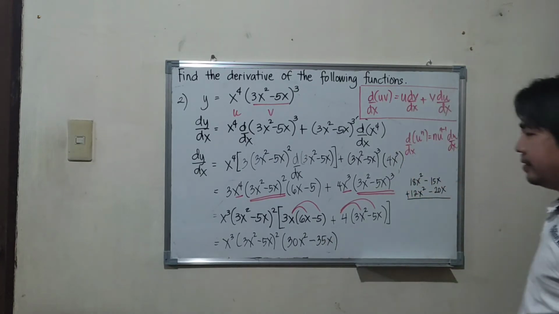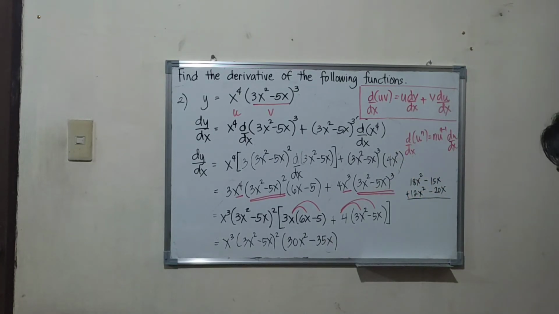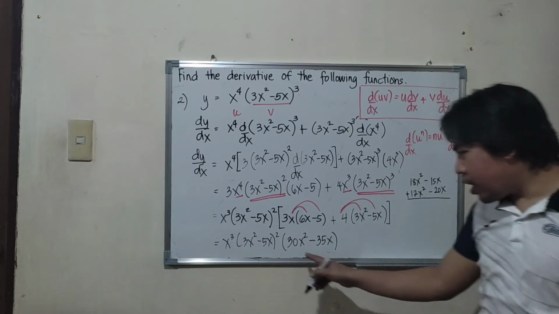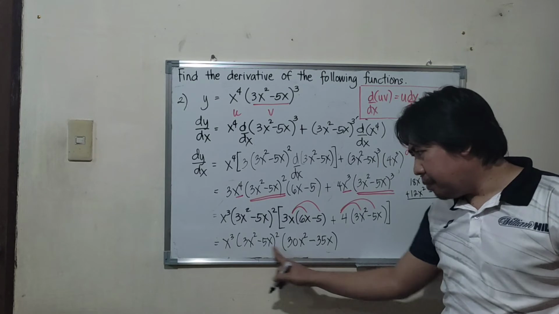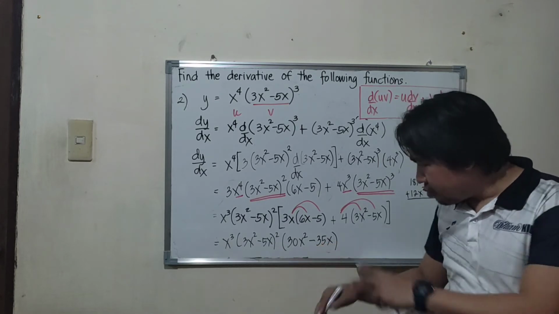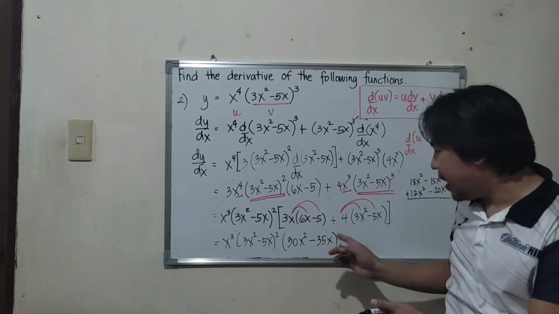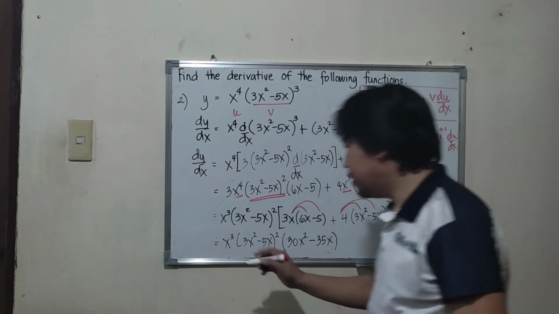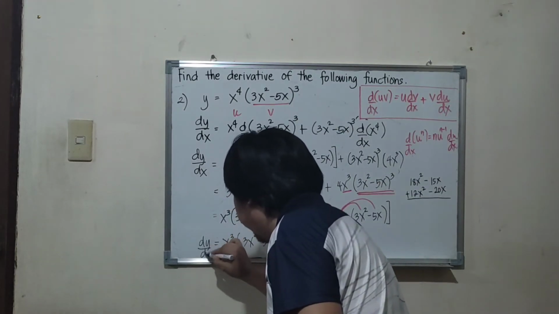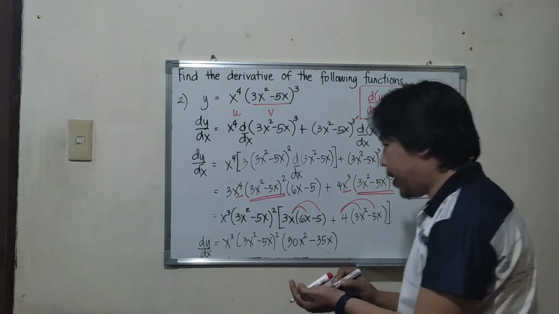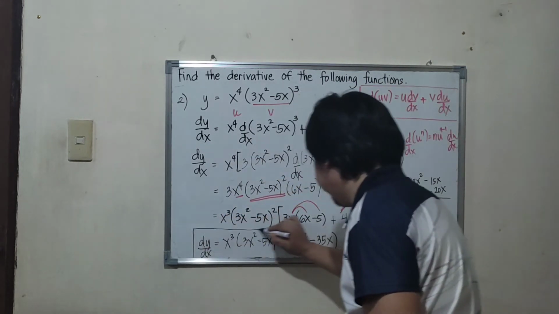35x. Okay, so we can still factor out 5. So 5x cubed, but wala na namang makakancel. So pwede na yung answer na yan. Okay? So this will be our final answer, derivative of y with respect to x.